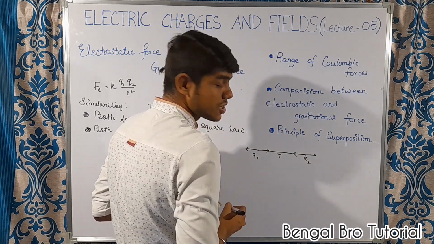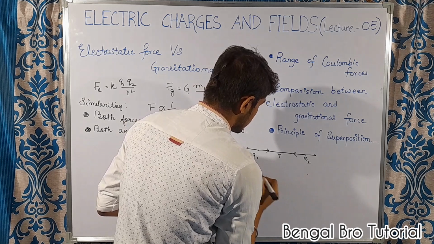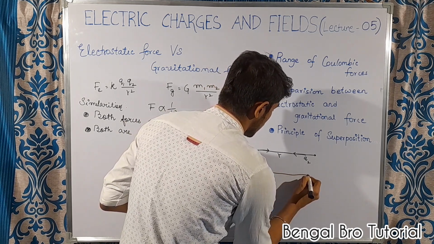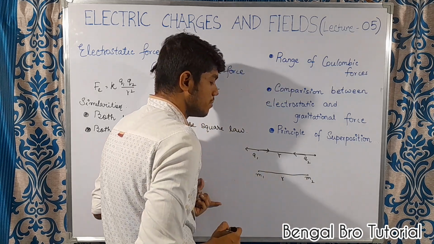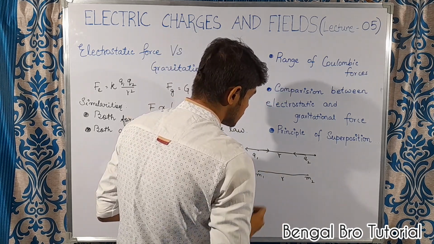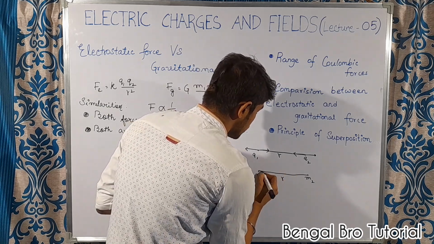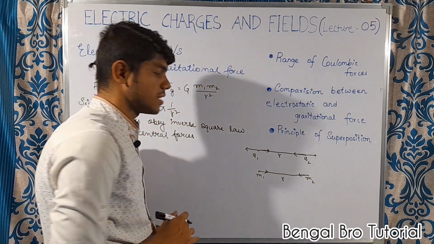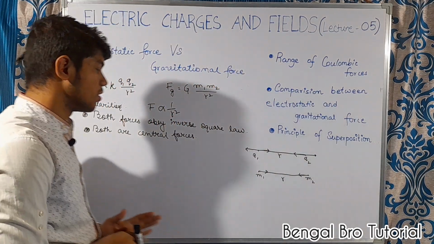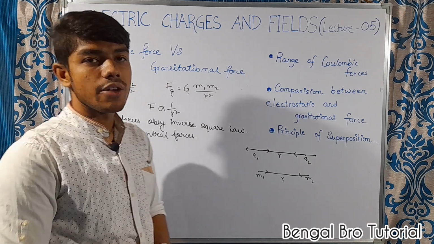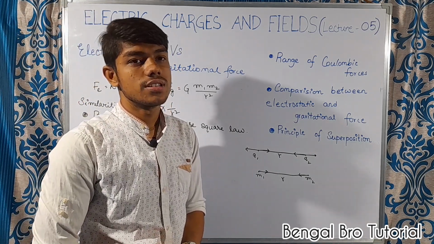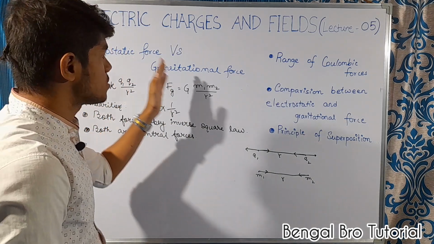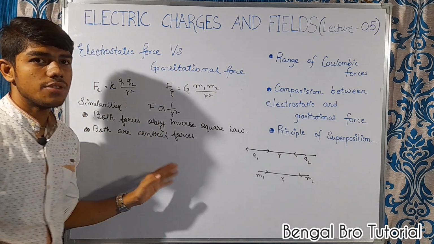And if we talk about gravitational force and consider two masses m1 and m2 separated by a distance r, then the gravitational force between them will act along this line and will be towards the two masses, because gravitational force is attractive in nature. So this is the meaning of central force, means a force that acts along the line joining the centers of the two bodies. And both the electrostatic force as well as gravitational force are central forces.